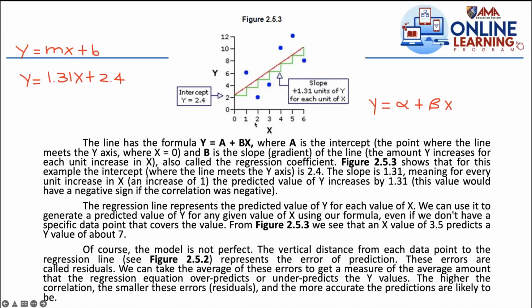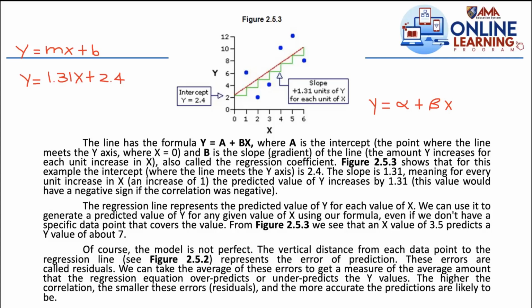Just explaining the error, class, now this part. That's the error, and also that part is prediction. For example, if the x value is 3.5, we see that an x value of 3.5 predicts a y value of about 7. Meaning, just substitute here, and the y value is about 7. This is the idea of prediction, because in your data, you don't have 3.5. You have 1, 2, 3, 4, 5, 6, but you don't have 3.5. So that's the use of the model, to get the corresponding y value.